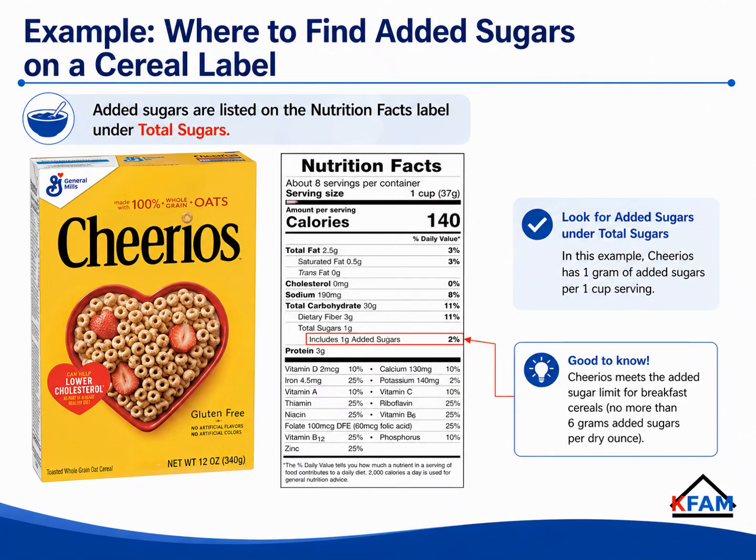This slide provides an example of where to find added sugars on a cereal nutrition facts label. Added sugars are listed on the nutrition facts label under total sugars. In this example, the cereal shown is Cheerios. To determine whether a cereal meets CACFP added sugar requirements, look for the line that says includes added sugars. For this cereal, Cheerios contains 1 gram of added sugars per 1 cup serving. This cereal meets the CACFP added sugar limit for breakfast cereals, which allows no more than 6 grams of added sugars per dry ounce. Using the nutrition facts label is an easy way to identify cereals that meet CACFP requirements and support healthier meal choices.